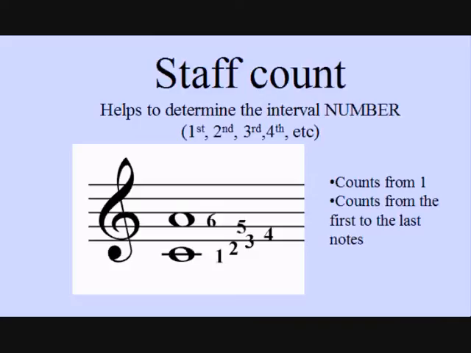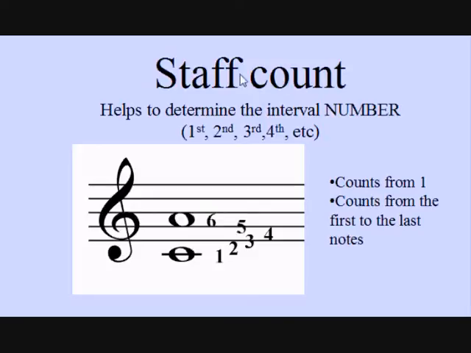An interval has a number part and a quality part of it. For example, if I say a minor third, the minor is the quality of the interval, and third is the number. In order to determine the number with accuracy in a written interval that we need to find out the name, we need to count the number of lines and spaces we're going through on the staff.